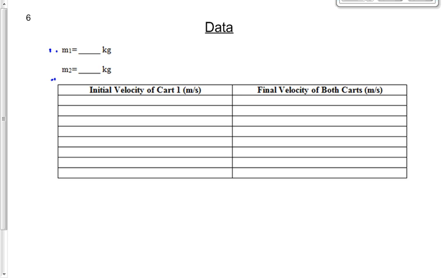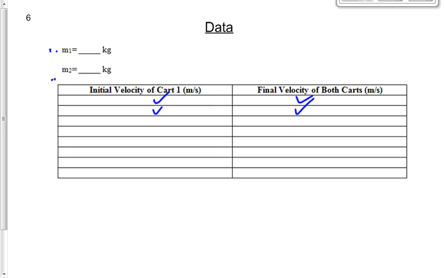Once you have VI and VF for 10 different trials, what do you think we're going to do? What comes next? Nope. We're never going to average data points on a data table. Whenever you see a data table, 99.999% of the time, you're going to do this. Nope. Not going to calculate anything from it.